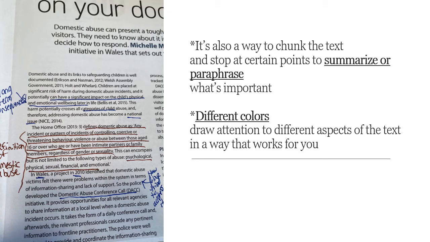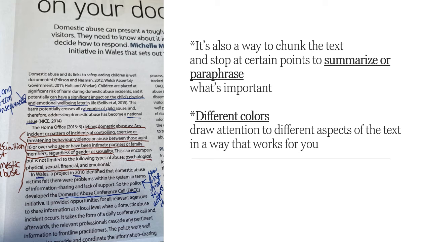Here's a little picture of what annotation could look like for you. It doesn't have to look exactly this way, but you'll see there are different colored pens used here, and there are some mini paraphrasing chunks here. Long-term consequences, definition of domestic abuse: we're naming or summarizing or paraphrasing things that we've read and jotting it down that way.